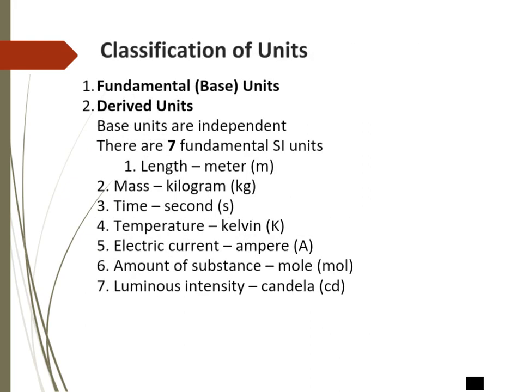Now, classification of units. Units are classified into fundamental base units. These are independent units that cannot be derived from other units. There are 7 fundamental units in SI system. First, length. SI unit is meter and symbol m. Next, mass, SI unit kilogram, symbol kg. Next is time, SI unit is second, represented by s.